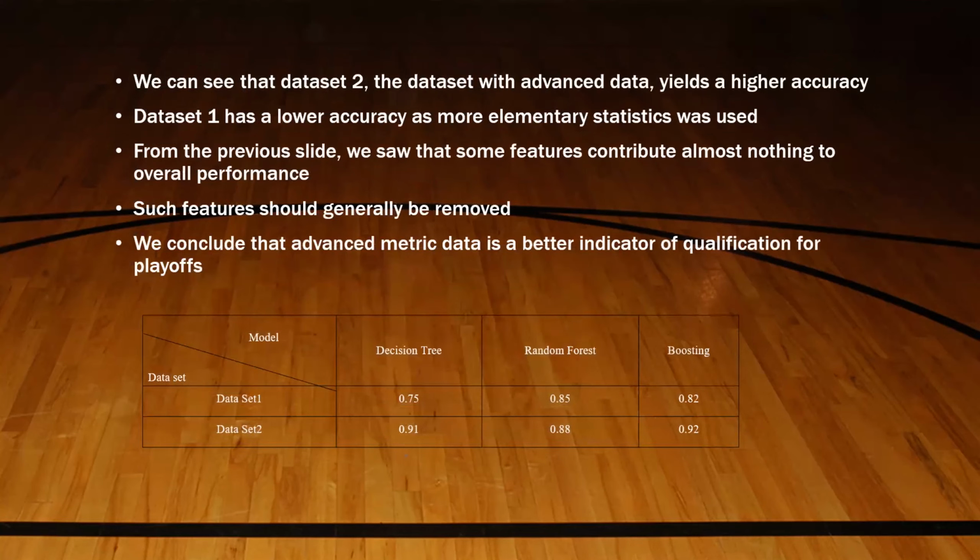We can see that from dataset 2, as we talked about, we have the two datasets, the elementary data and the more advanced data. The dataset with the more advanced data yielded a higher accuracy. Dataset 1 had lower accuracy as more elementary data was used. And from the previous slide, we saw that some features contributed almost nothing to the overall performance, and those features are recommended to be removed. And we conclude that the advanced metric data was a better indicator of qualification for the playoffs. So when the data is collected from the teams, the ones with the more advanced metrics were able to prognosticate more accurately about the teams that are going to qualify for the playoffs.